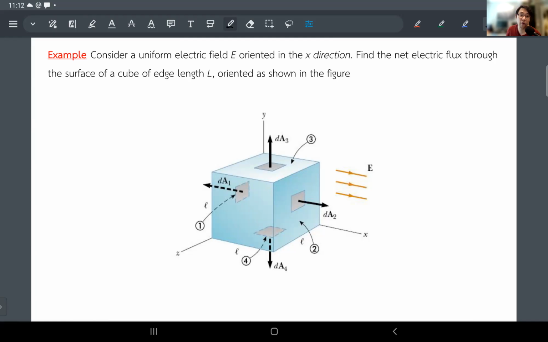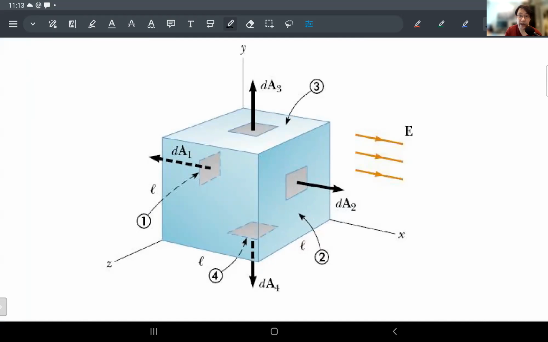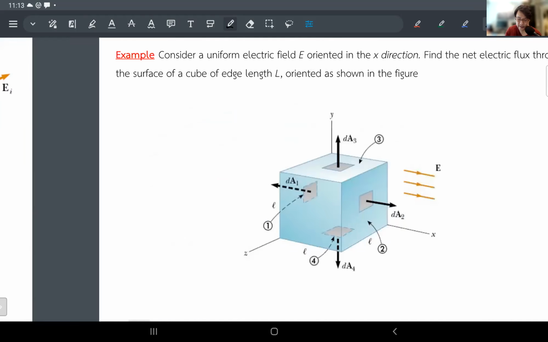You have a uniform electric field E oriented in the x direction. Find the net electric flux through the surface of a cube of edge length L, oriented as shown in the figure. They want the net flux, even though everyone knows that net flux will be 0. You guys with me? Because we have already discussed this.